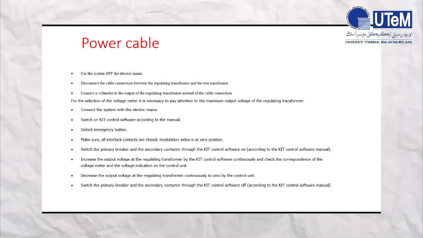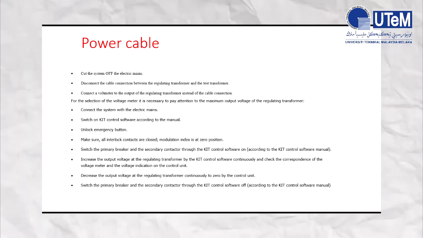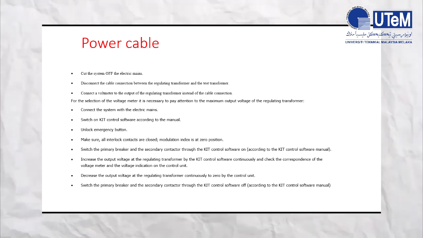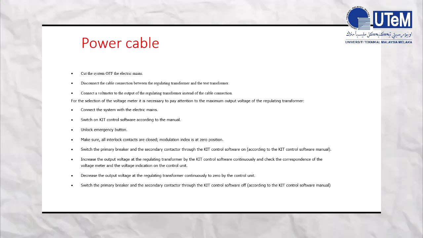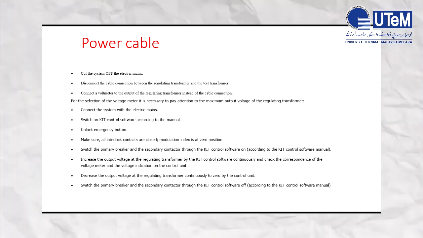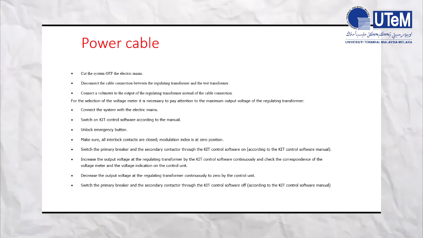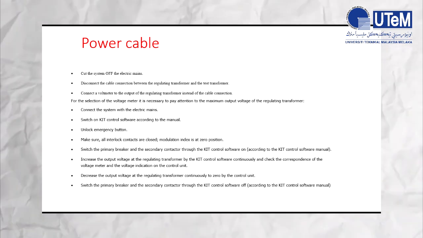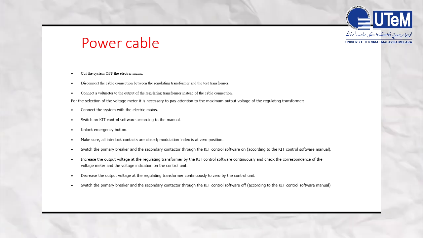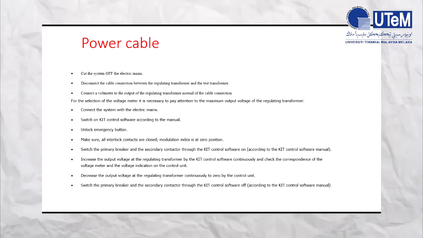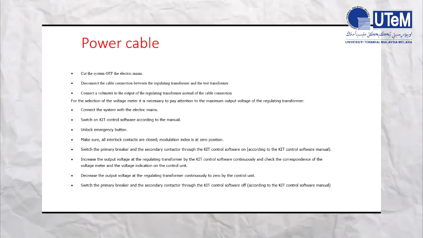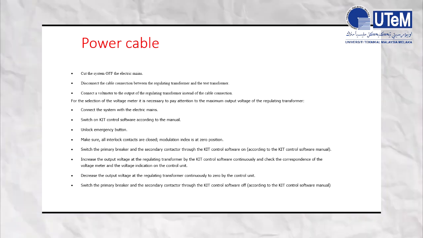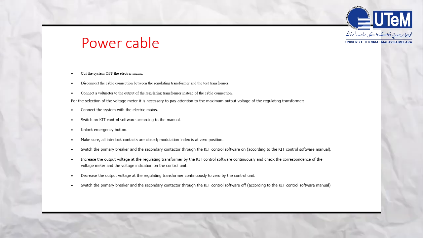First, cut the system from the electric mains, then disconnect the cable connection between the regulating transformer and the test transformer. Connect a voltmeter to the output of the regulating transformer instead of the cable connection. For the selection of the voltmeter, it is necessary to pay attention to the maximum output voltage of the regulating transformer. Connect the system with the electric mains, then switch on the kit control software according to the manual and unlock the emergency button. Make sure all interlock contacts are closed.